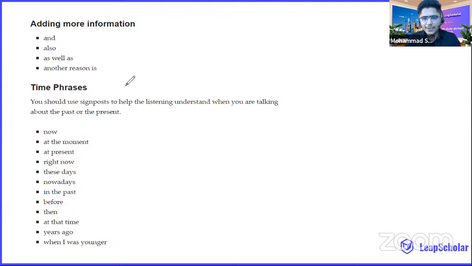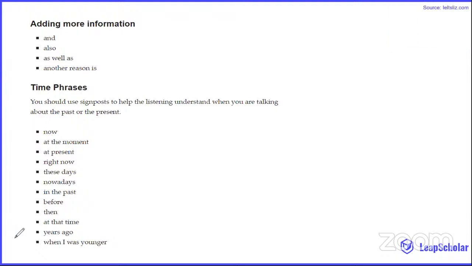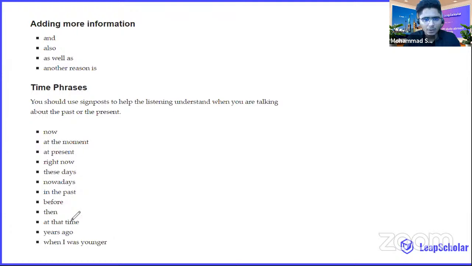Okay. Now, guys, let's take a look at time phrases also. When can we use time phrases, guys? There are so many time phrases written over here. Who can come and talk about these time phrases? How can we use them?